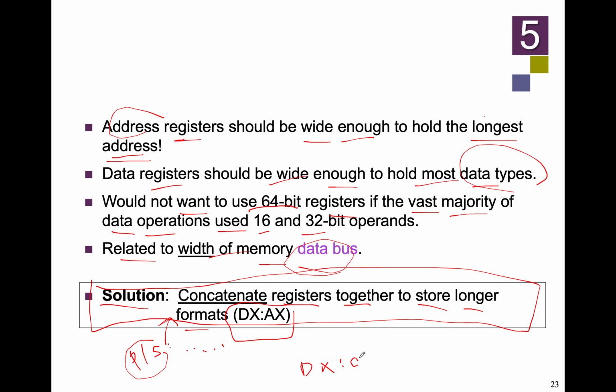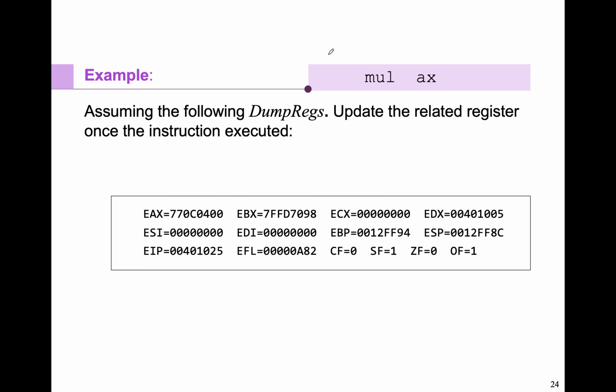DX, AX. How are you going to apply it? Now it comes to your example. Let's say you have MUL. As you see, MUL automatically uses the accumulator register, so let's say you have AX. And of course, assume the following dump register, which is the initial register values. Update the related registers once the instruction executes. Once this is executed, what happens to the initial register values provided in your dump register?